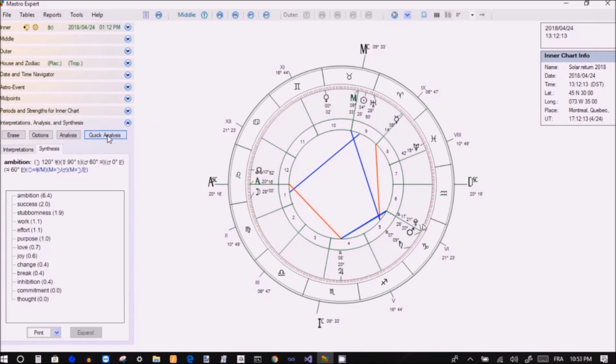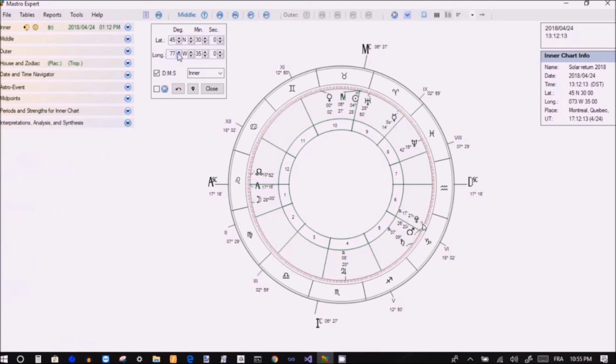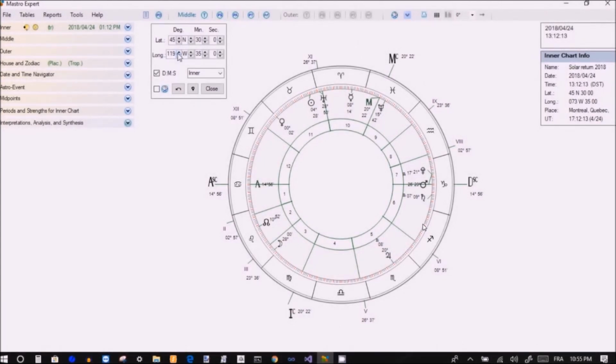As you can see, success has a value of 2.0, the second position. Can we get better keywords and or better scores by moving? I will start by changing the longitude to bring Jupiter in trine with the MC. To do this, I will open the relocation panel. Since Jupiter is at 20 degrees of Scorpio, I will increase the longitude value to get the MC at 20 degrees of Pisces. Next, I'm going to increase the latitude to get the ascendant trine Jupiter.